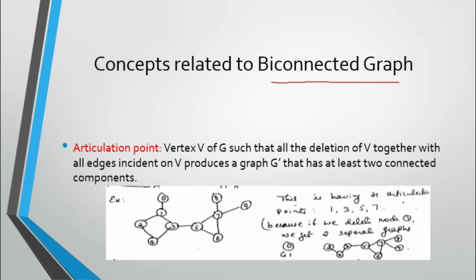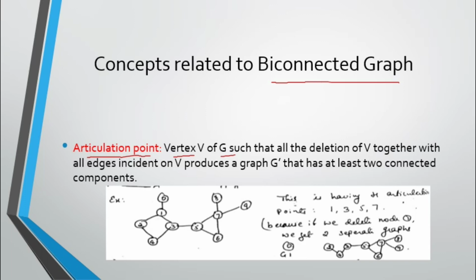So a biconnected graph is nothing but... before that we need to understand a couple of concepts. We will understand what is called an articulation point. Now what is an articulation point? Okay, let us read the theory first. Vertex V of G, where G is a graph, is a vertex such that the deletion of V together with all edges incident on V produces a graph G dash that has at least two connected components.